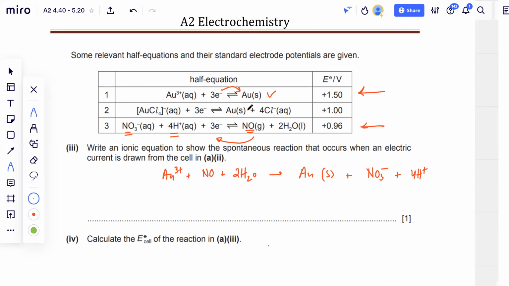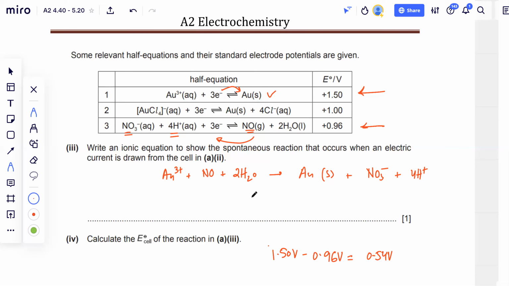The middle one had nothing to do. They gave that one, I don't know where that one is being used. He's asking you to calculate the E0 cell. So it's reduction potential minus oxidation potential. That would give you 1.50 volts minus 0.96 volts. And that gives you what? 0.54?